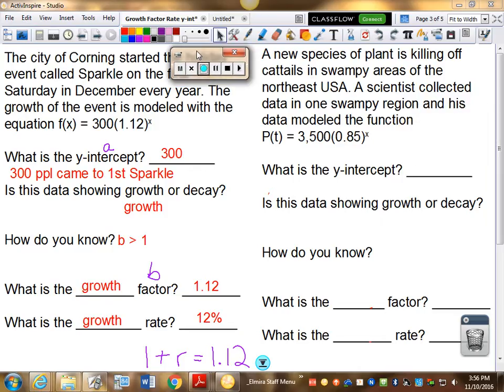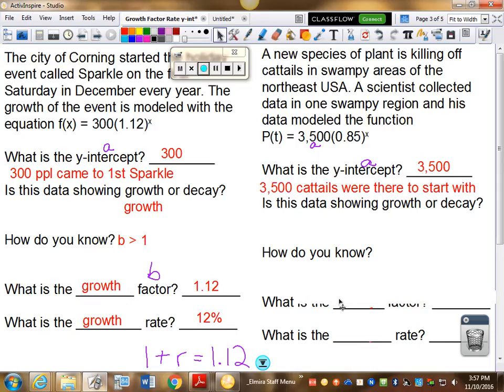All right, a new species of plant is killing off cattails in swampy areas of the northeast USA. A scientist collected data in one swampy region, and his data modeled the function P of t equals 3,500 times 0.85 to the x power. What is the y-intercept? Y-intercept is A. 3,500. What does that mean in the context of the problem? That means when he started his study, there were 3,500 cattails in the swamp.